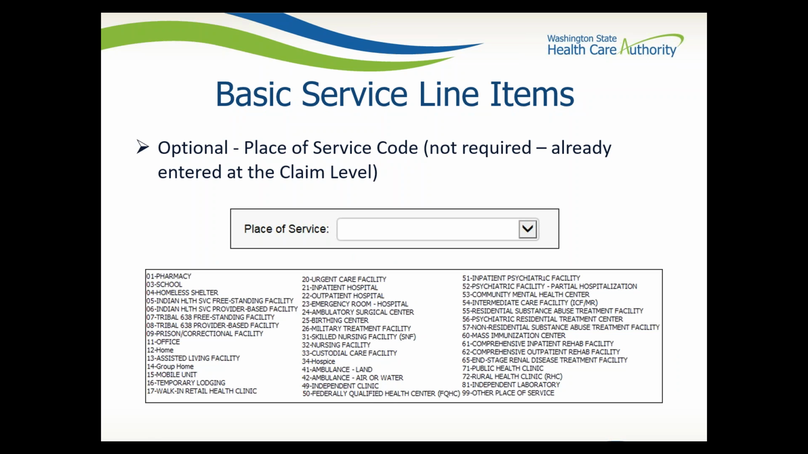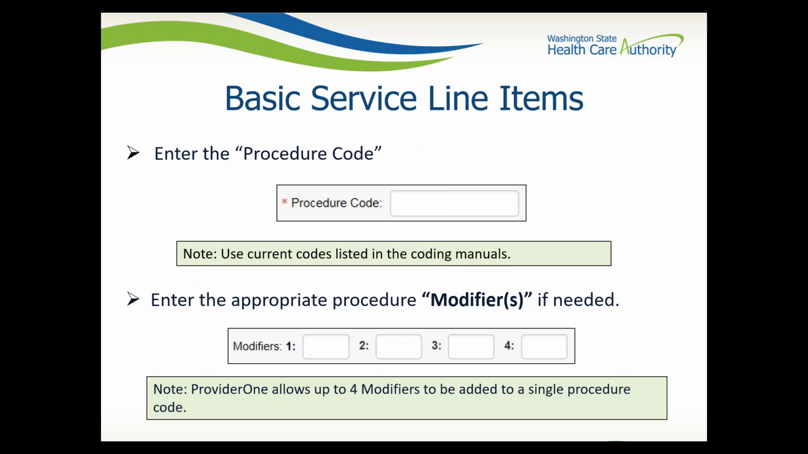ProviderOne allows you to also enter a place of service at the line level. However, this is not required. If you want to enter it here, use the drop-down to select from the list. Next up is entering the HCPC or CPT code from the most current coding manuals. If these codes require the use of a modifier, enter one modifier per box up to 4.